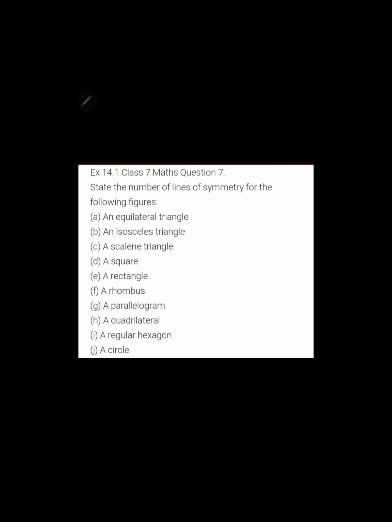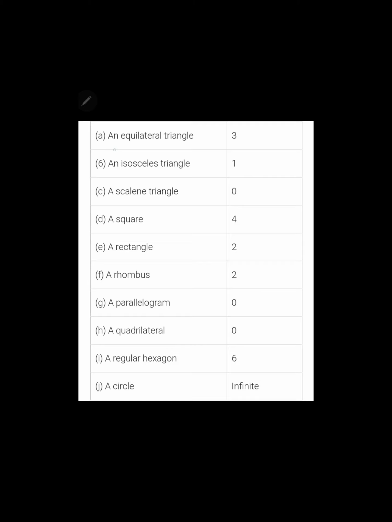In question number 7, a few shapes are given to you: an equilateral triangle, an isosceles triangle, a scalene triangle, a square, a rectangle, a rhombus, a parallelogram, a quadrilateral, a regular hexagon, and a circle. We have to find out how many lines of symmetry each figure has. Okay, just check it. For an equilateral triangle we have 3 lines of symmetry. See, in an equilateral triangle all 3 sides are equal, so 3 lines of symmetry are there. In an isosceles triangle, 2 sides are equal, so only 1 line of symmetry. When we fold, after drawing the 1 line, it should divide into 2 equal parts. That is why an isosceles triangle has 1 line of symmetry.